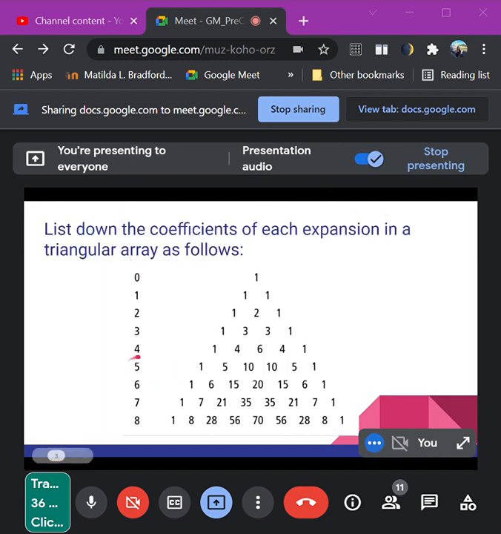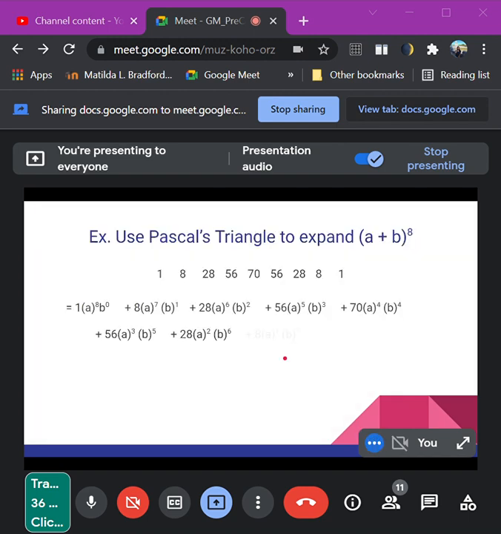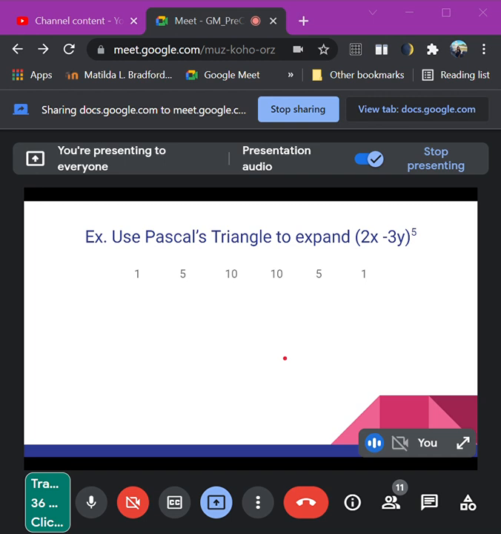Our exponent is 5, so we will use 1, 5, 10, 10, 5, 1. Those are our coefficients. What we're going to do is copy the coefficients here, which are 1, 5, 10, 10, 5, 1, and then use the same process as we did earlier.